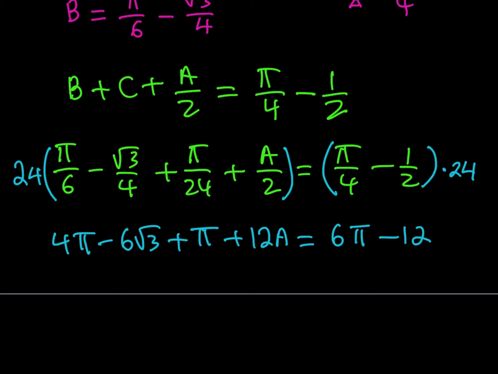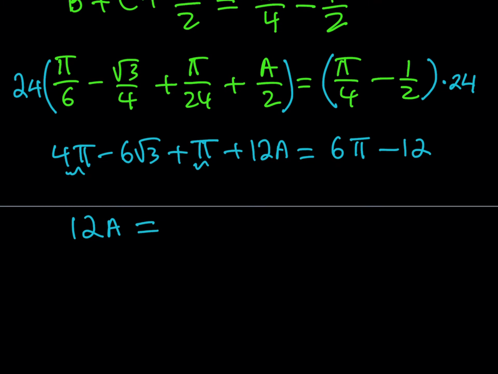Awesome. So I can go ahead and add these. 4 pi plus pi is 5 pi. I'd like to leave the 12a alone on the left-hand side, so what I can do is leave the a alone here, and then subtract 5 pi from 6 pi, which leaves us with pi only. And then everything else, add or subtract, whatever.